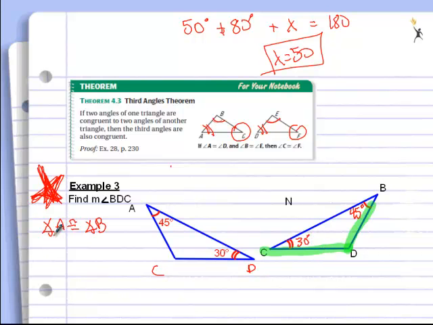We're going to call that angle D and angle C. Now don't get this angle D confused with this angle D. They're two different triangles here.